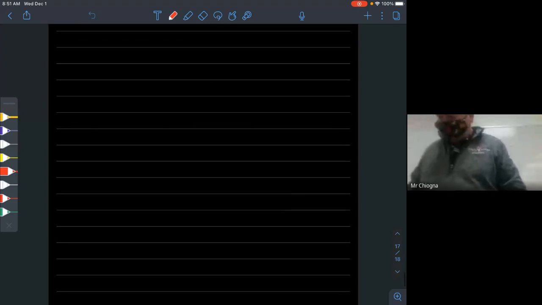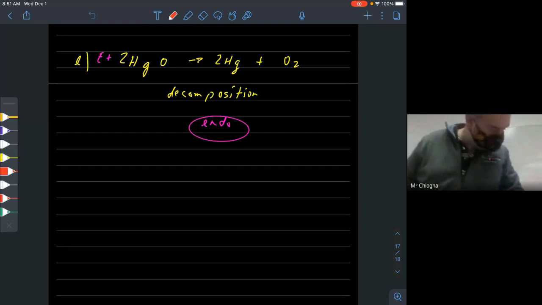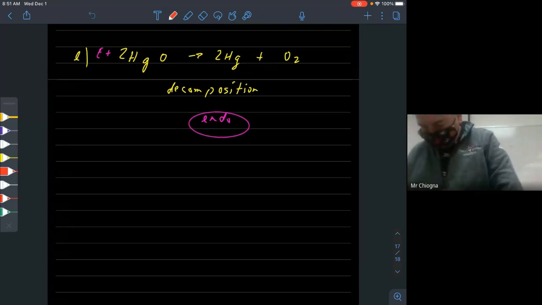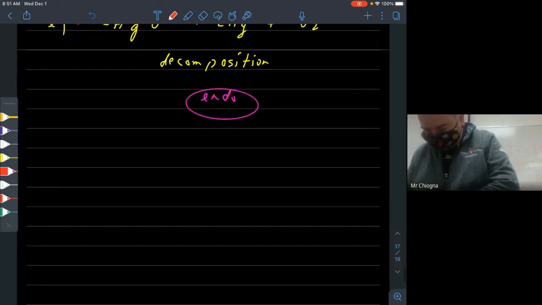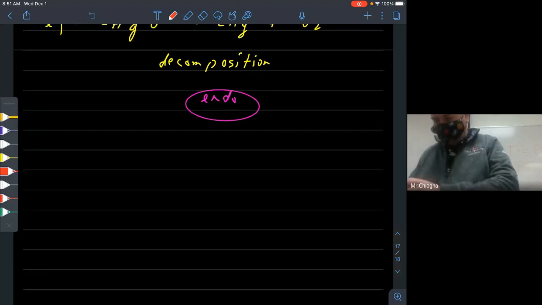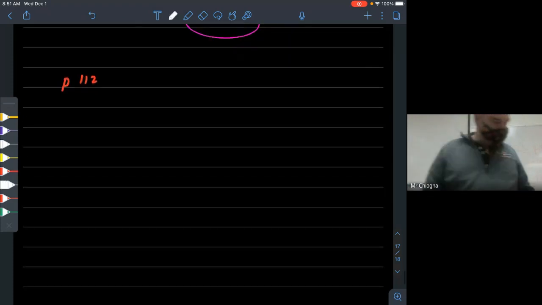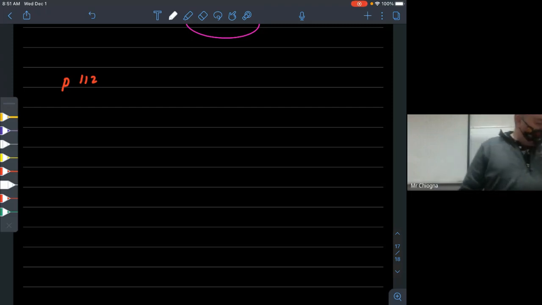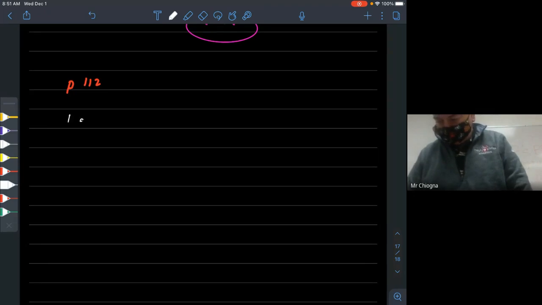Okay, so let us look at question number 2. This is in the workbook, page 112. Okay, so let's read through it together. It says gaseous iodine monochloride. So that's this, ICl.